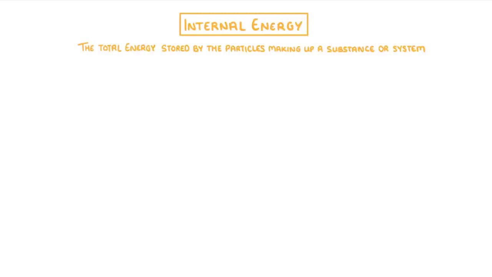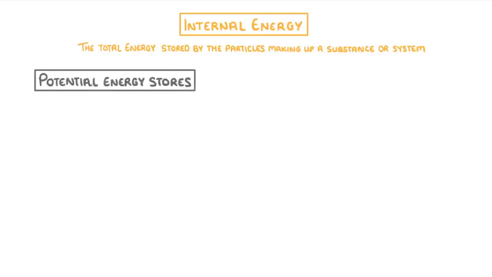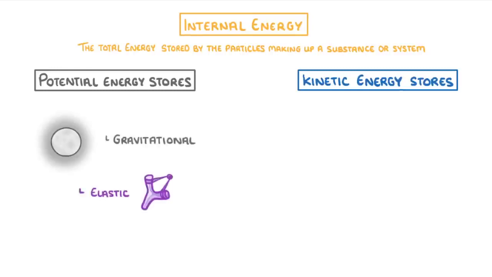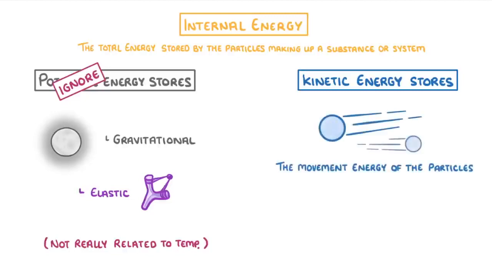And we often talk about it as if it's made up of two parts: the potential energy stores and the kinetic energy stores. The potential energy stores are things like gravitational and elastic potential, but they're not really related to temperature, so we can pretty much ignore them in this video. On the other hand, kinetic energy is the movement energy of the particles, and this is the one that's important.